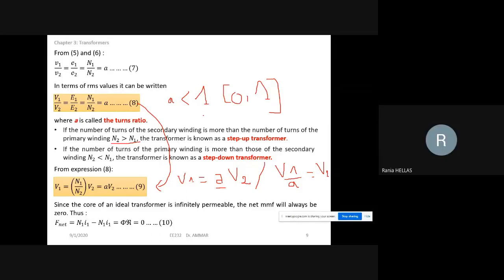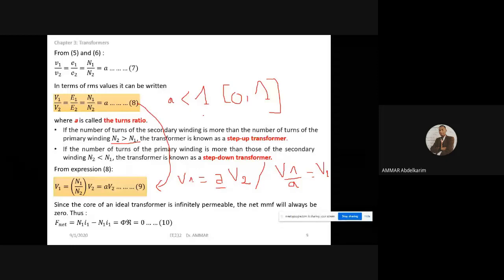Yes. Okay, so this is the first case. If N2 more than N1, which means that A, the turns ratio, is between 0 and 1, V1 equals A times V2, or we can say that V1 over A equals V2. So here the output voltage: of course, V1 is the input, which is the primary, and V2 is the output, which is the secondary.